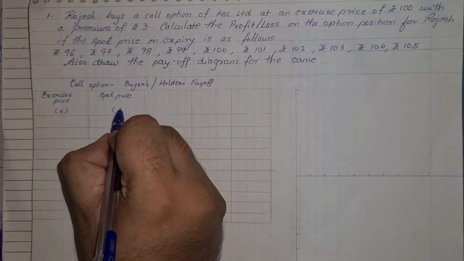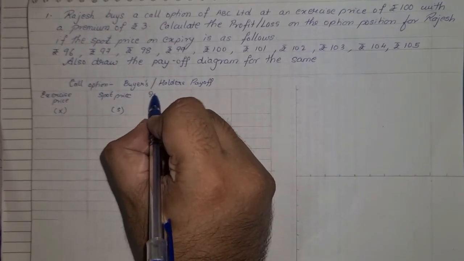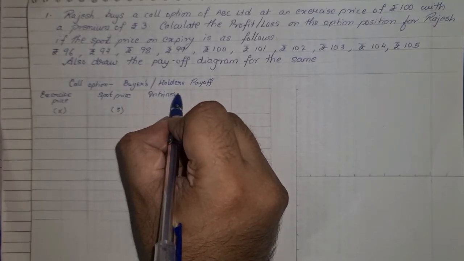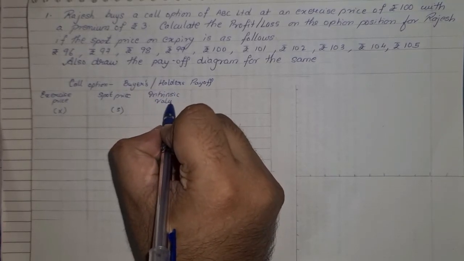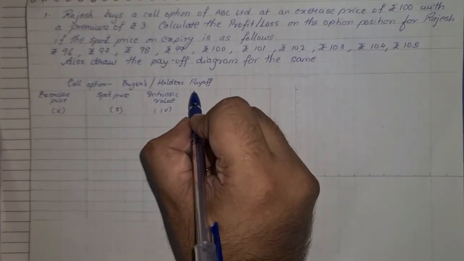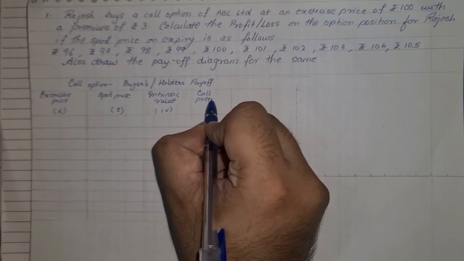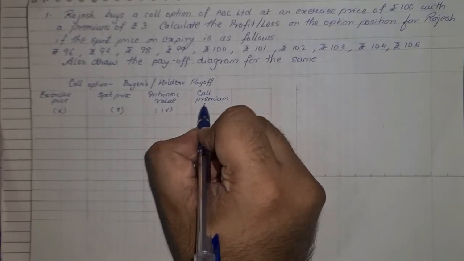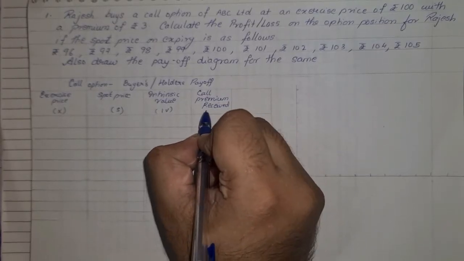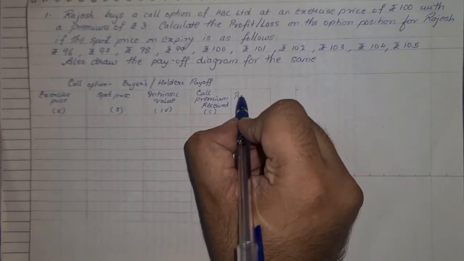We'll abbreviate it with S. The third column will be intrinsic value, we write it as IV. The fourth will be call premium received, we'll abbreviate it with C, and the last column will be our profit or loss.